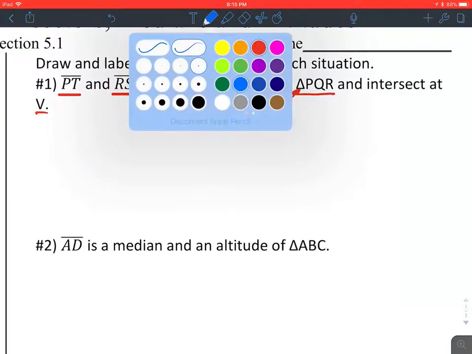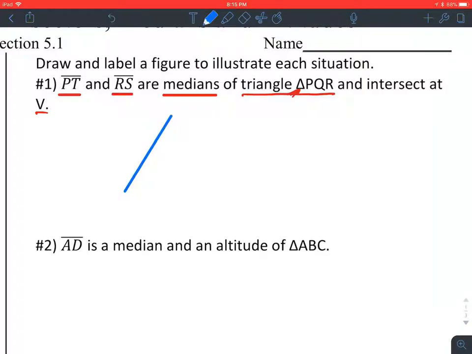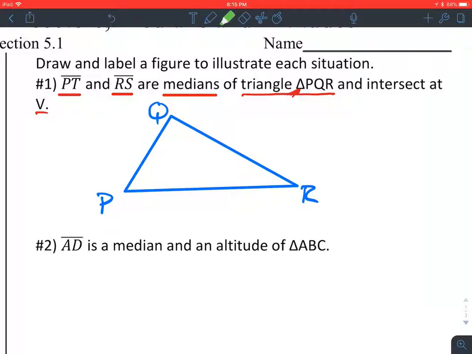Let's first draw a triangle. It doesn't tell us what type of triangle it is, so you can draw any old triangle you want. Label the vertices P, Q, R. Then I go back to the first thing that it said. Segment PT is a median.